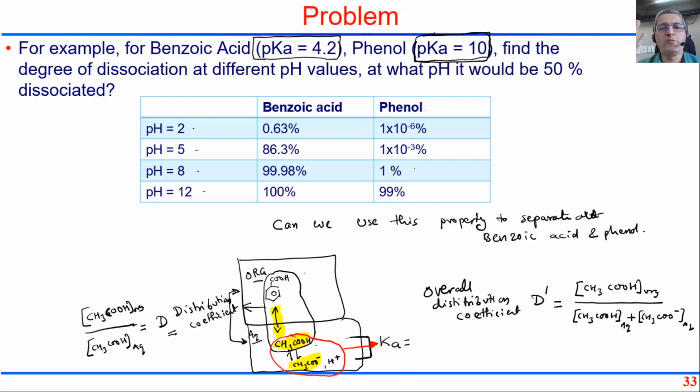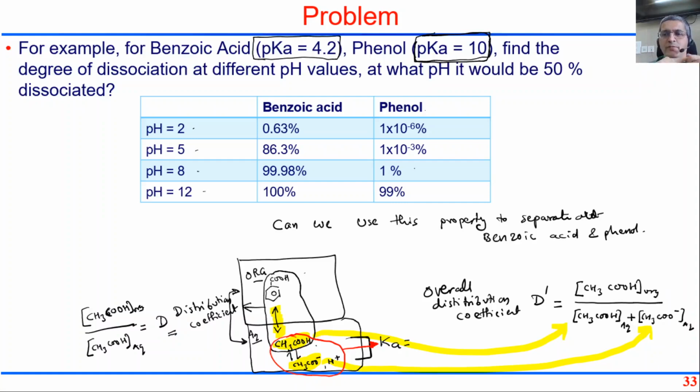So the total equivalence of benzoic acid in the aqueous phase would be the concentration of the undissociated benzoic acid and the concentration of the dissociated benzoic acid, which means the benzoate ions. That is the total form. The whole benzoic acid is in two forms in the aqueous phase, the undissociated form as well as the dissociated form. So the total concentration of the benzoic acid equivalent species would be the undissociated form plus the dissociated form.